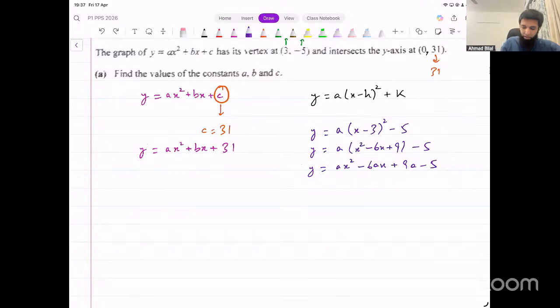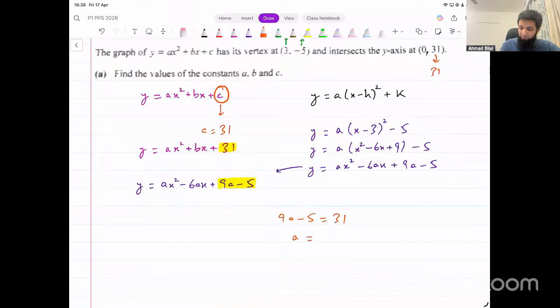Let's compare them. What I'll do is I'll write it here parallel to this. So we've got ax squared minus 6ax plus 9a minus 5. Now, if these two are the same equations, the coefficients of x squared should be the same, the coefficients of x should be the same, and the constant term should be the same. We could say 31 should be the same as 9a minus 5, and that gives us one equation. 9a minus 5 should equal 31.